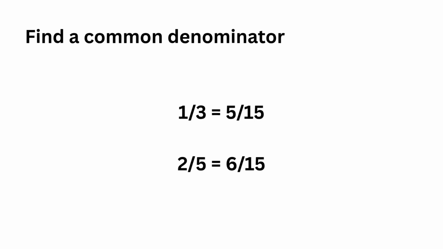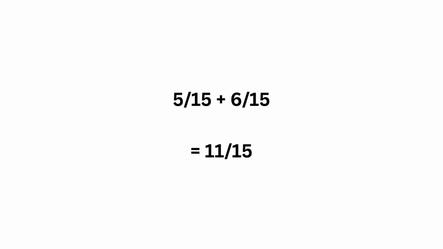In our previous studies, I treated the LCM, so you can check our previous studies for that. So the LCM here is 15. So 1 over 3 becomes 5 over 15. Then 2 over 5 becomes 6 over 15. So we add the fractions. 5 over 15 plus 6 over 15, and then we got 11 over 15.